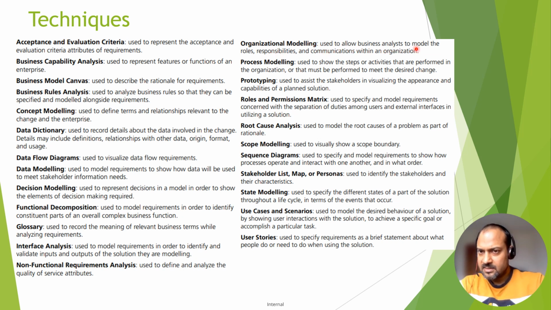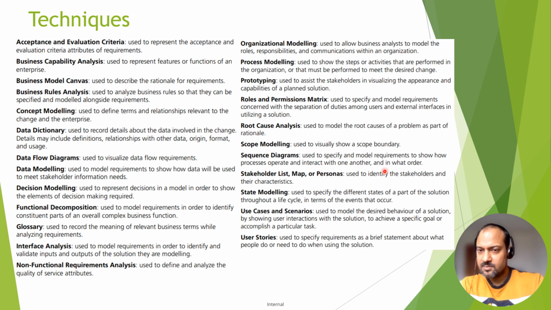Organization modeling used to allow business analysts to model the roles, responsibilities, communication within an organization. Process modeling used to show the steps or activities that are performed in the organization or that must be performed to meet the desired change. Prototyping used to assist the stakeholders in visualizing the appearance and capabilities of a planned solution. Roles and permission matrix used to specify and model requirements concerned with the separation of duties among users and external interfaces in utilizing a solution. Root cause analysis used to model the root causes of problems as part of rationale. Scope modeling used to visually show scope boundaries.